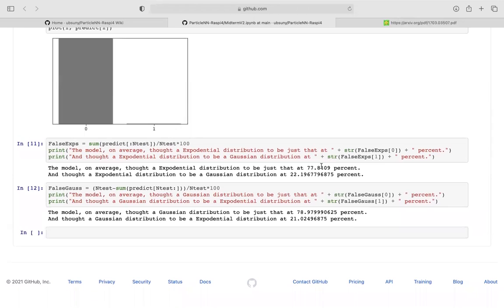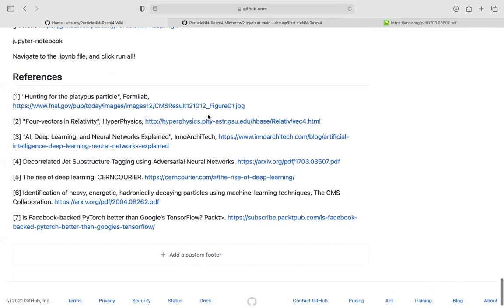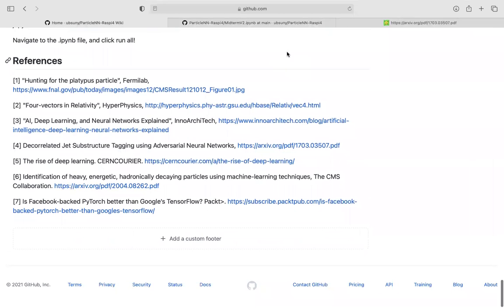And here's the printout from the wiki file. As we can see, this is how much it correctly guessed an exponential distribution when it was one. This is when it said it was a Gaussian when it was actually an exponential. This is when it thought it was a Gaussian and it was in fact a Gaussian distribution. And this was one where it thought it was an exponential when it was a Gaussian distribution. And that's about it. See you for the final.